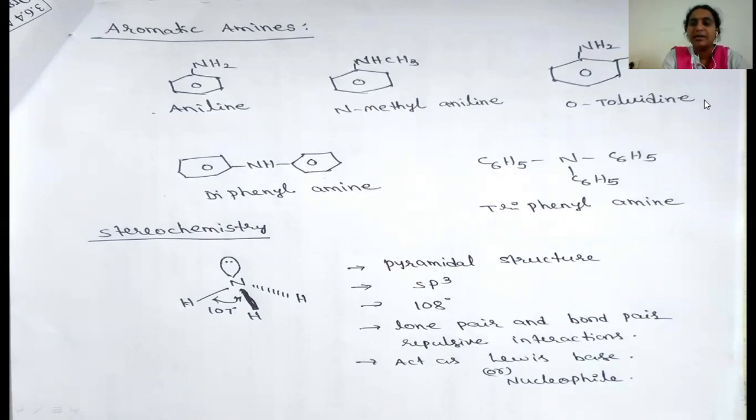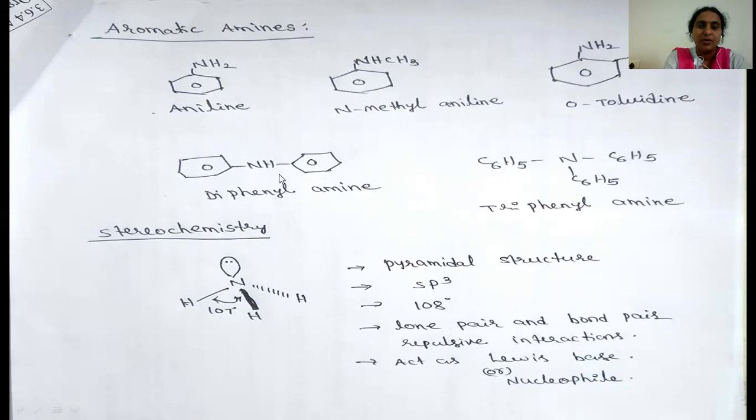Orthotolidine is nothing but, generally, if only a methyl group is present on the benzene, then this compound is called toluene. But this compound, which contains both an amine group as well as a methyl group, is called tolidine. And here two groups are substituted at the 1 and 2 positions, hence the name orthotolidine.